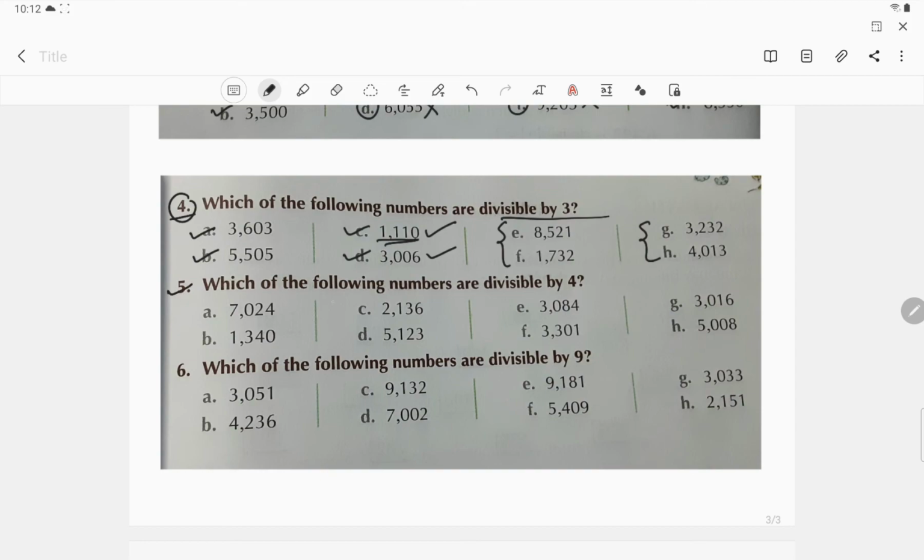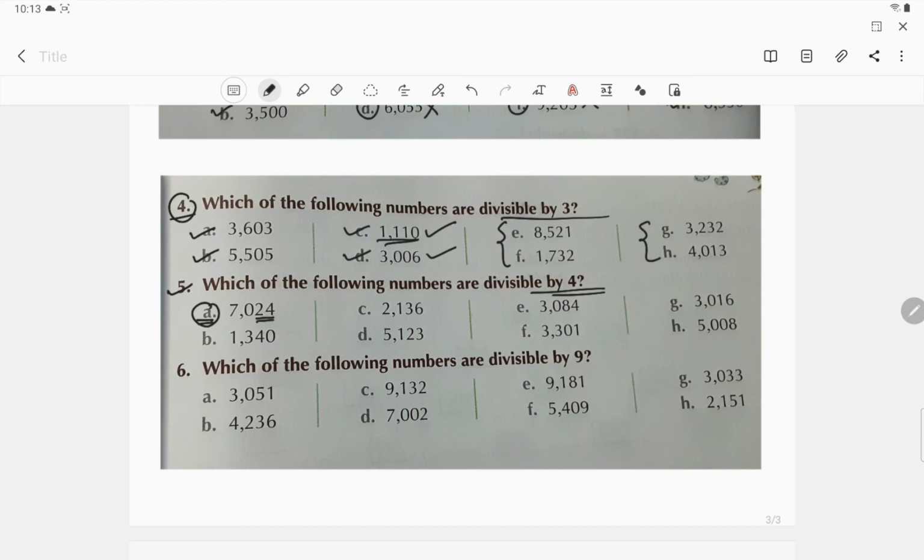5 number, which of the following numbers are divisible by 4? I told you in the previous video session that if the last 2-digit number of the number is divisible by 4, then you can say the whole number is divisible by 4. I am telling again, suppose I am taking a number, if the last 2-digit number of a number is divisible by 4, then you can say it is divisible by 4.